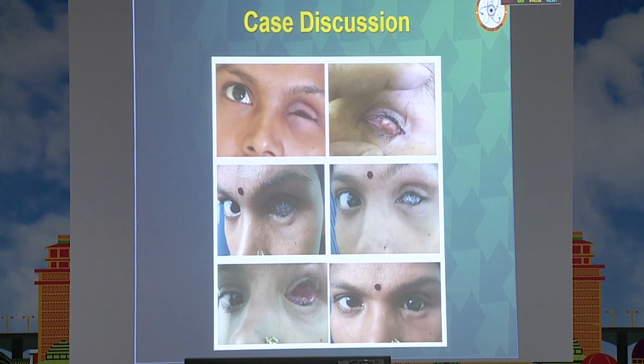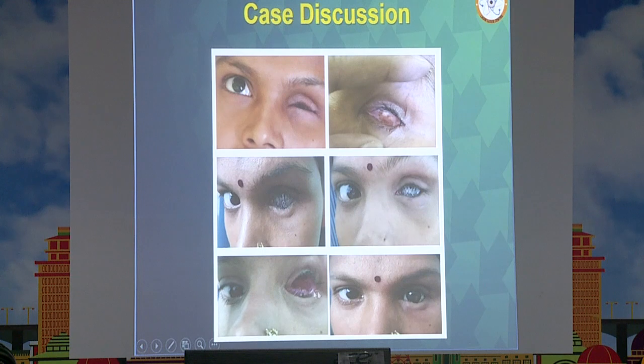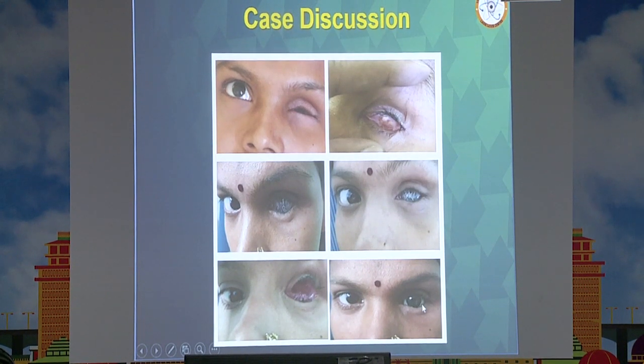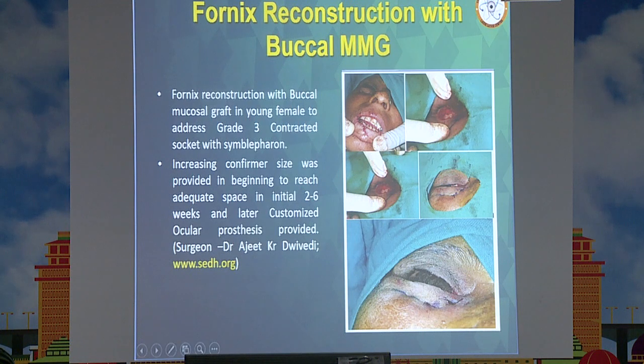This is the second case, which looks like a grade 4 socket, and a buccal mucosal graft was again taken. Conformers were used in increasing size, and later on this socket became large enough to allow the ready stock custom prosthesis itself. While doing the buccal mucosal graft, the graft is taken from the buccal mucosa, for this grade 3 contracted socket with symblepharon, and later on fornix deepening sutures were also given to take support from the infraorbital rim to make it deeper.